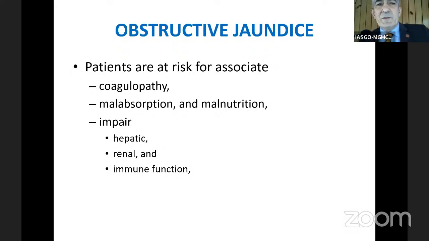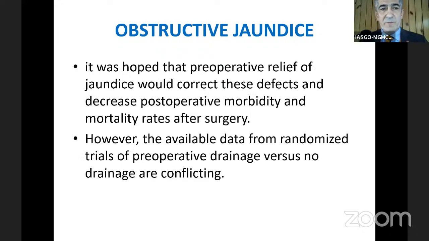In obstructive jaundice, patients are at risk for associated coagulopathy, malabsorption, malnutrition, and impairment of hepatic, renal, and immune functions. It was hoped that preoperative relief of jaundice would correct this defect and decrease postoperative morbidity and mortality rates after the surgery. However, the available data from the randomized trials of preoperative drainage versus non-drainage are conflicting.